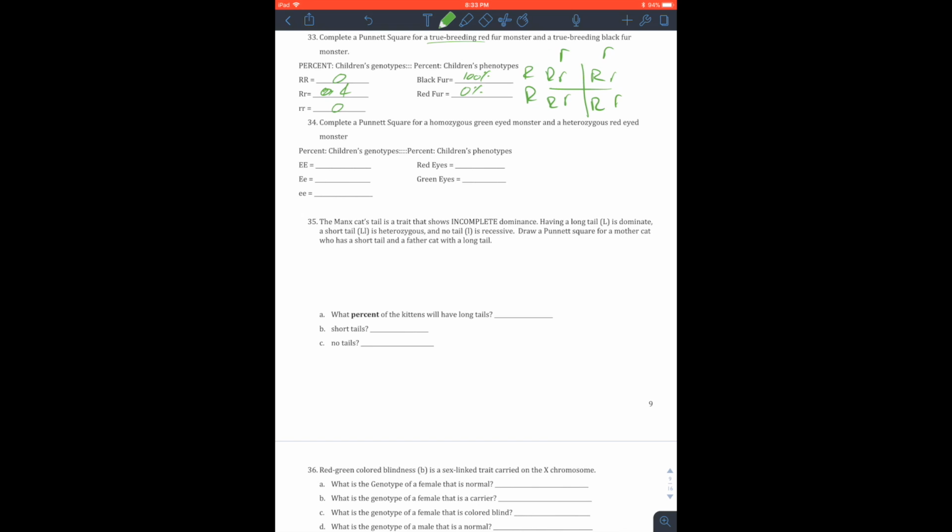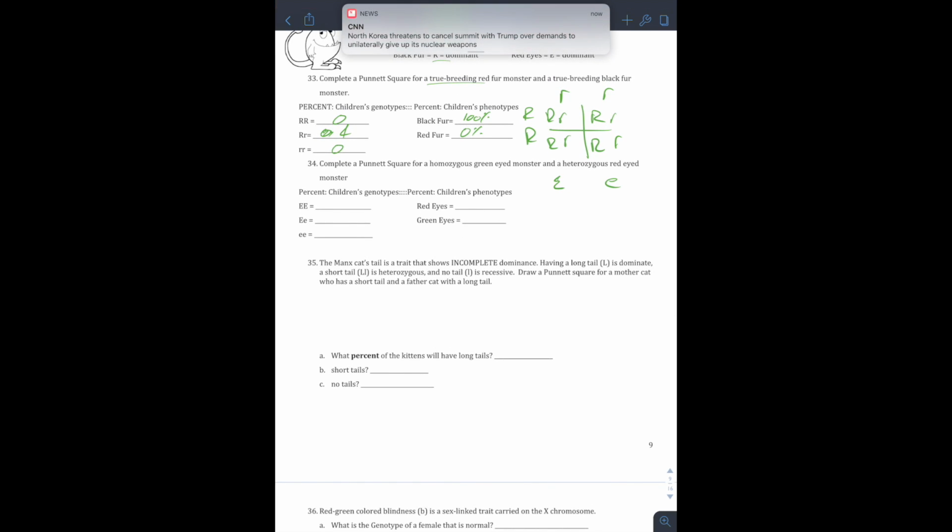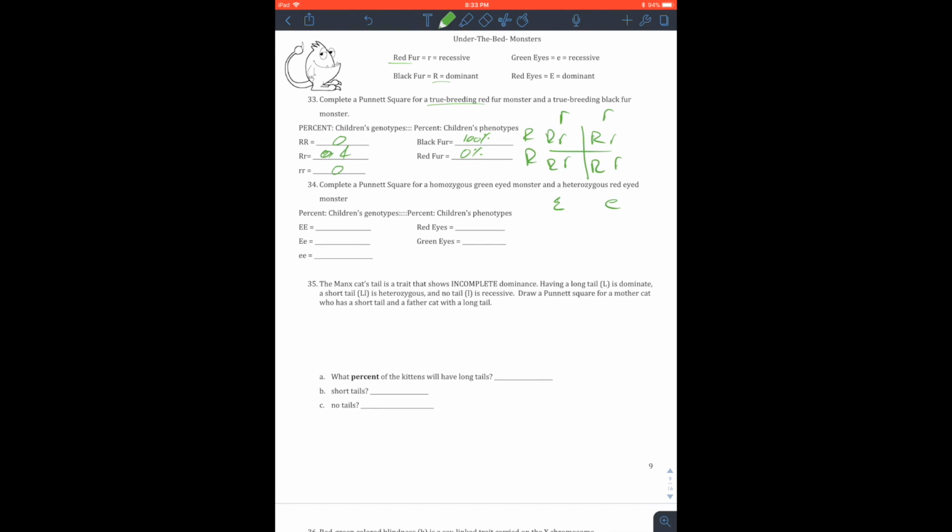Complete a Punnett square for a homozygous green-eyed monster. Okay, so I'm homozygous. And a heterozygous red-eyed monster. So red. They donate. I'm going to see a 2 to 2 to 0 ratio, where 100% are going to be the dominant red eyes and 0% are going to have the green eyes. However, 50% are carriers.